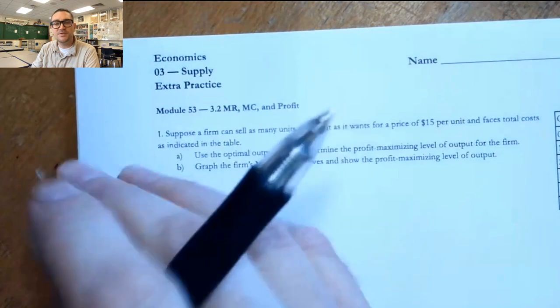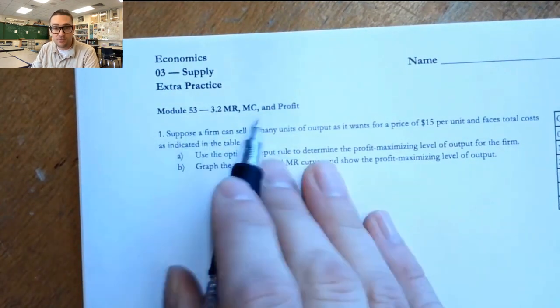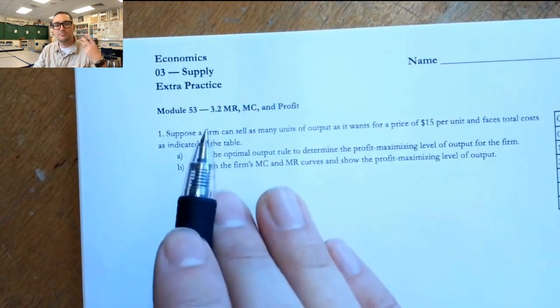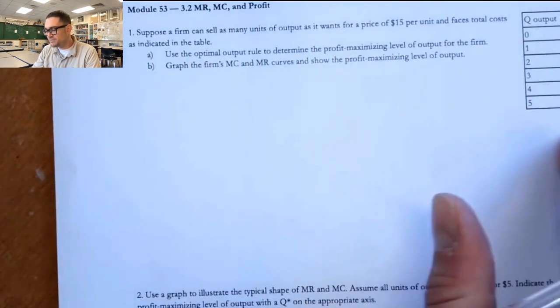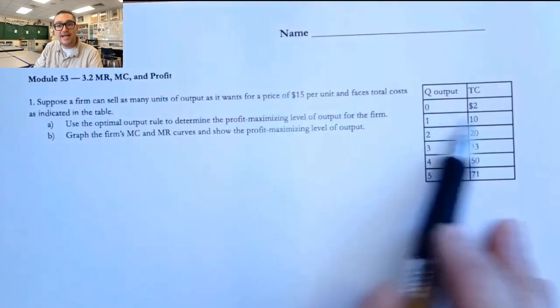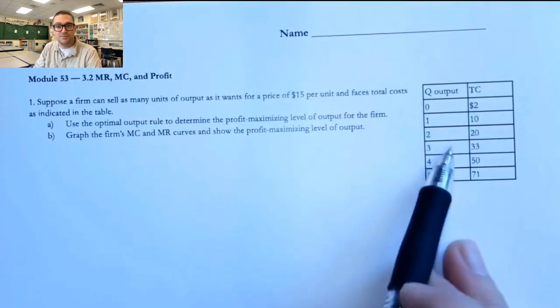Well, hi there. So in this video, we're going to be doing module 53, which corresponds with 3.2 about marginal revenue, marginal cost, and profit. The first couple of problems give you a table and say, here's the amount of output and the total cost that corresponds with each of those levels of output.